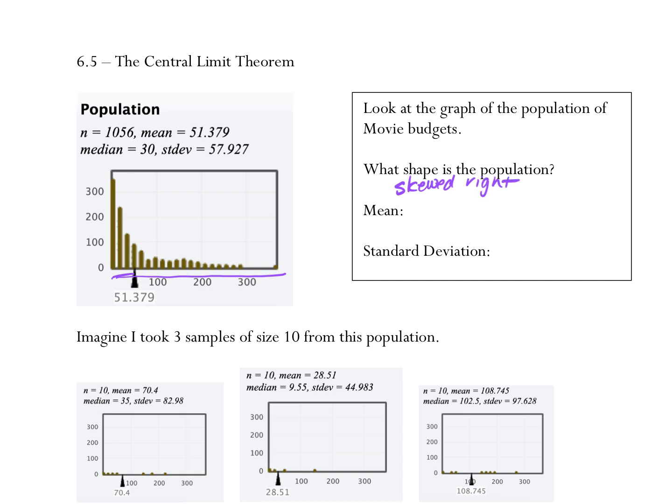And you can see some summary statistics about our population. The population mean is 51.379. The standard deviation is 57.927.